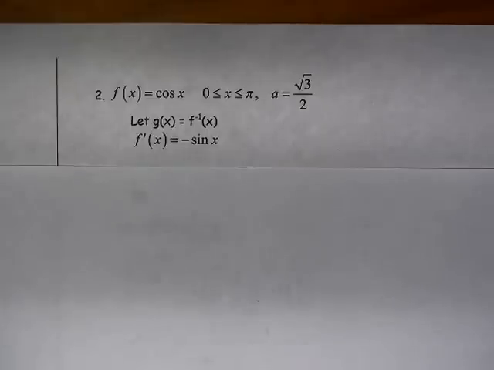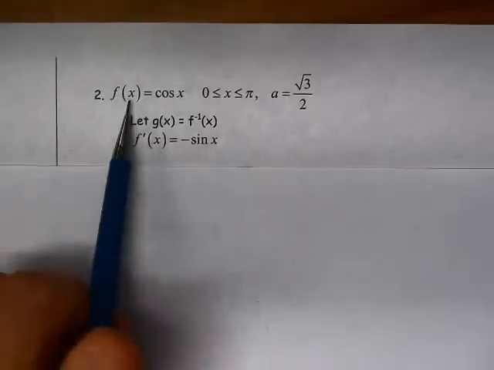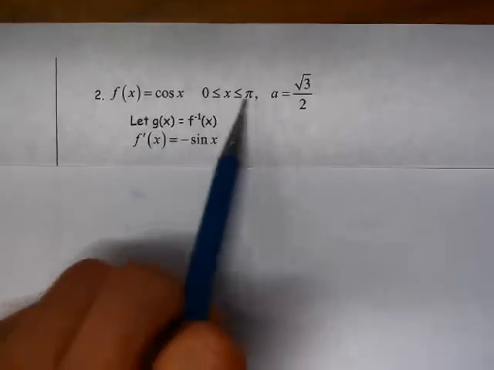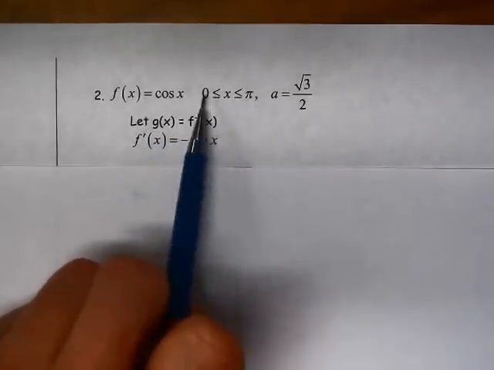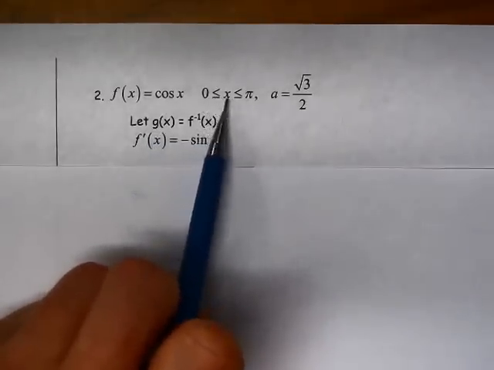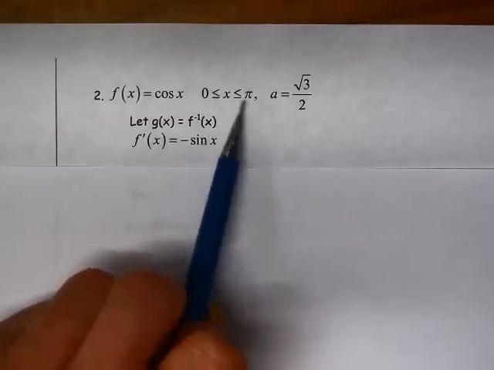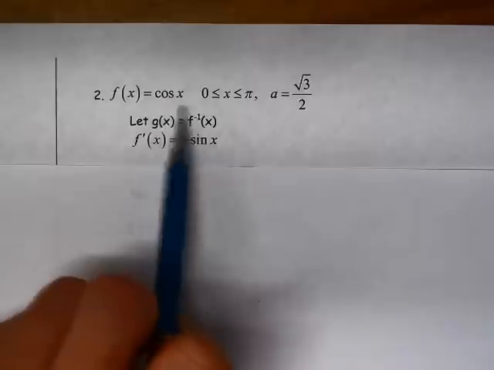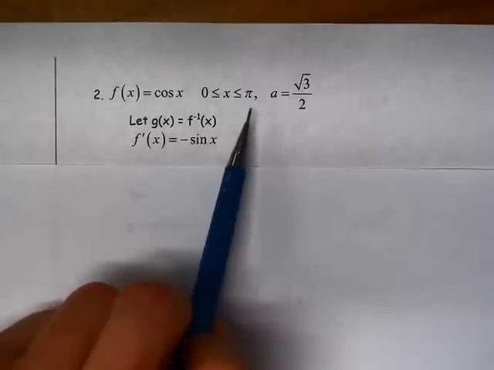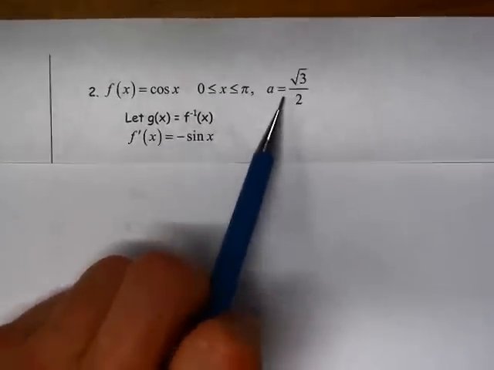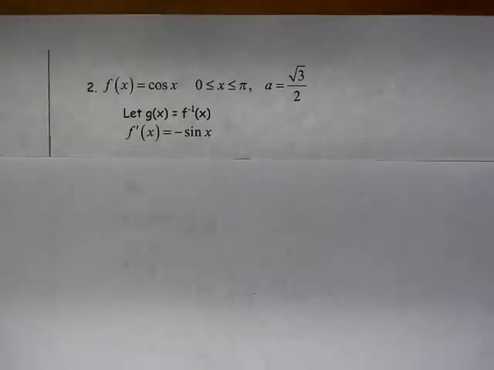Next example, same kind of question. We want to find f inverse prime of a for this function, f of x equals cosine of x. We're going to restrict it to the domain from 0 to pi so that when we find the inverse, or if we were to find the inverse, it's actually still a function. And at the a value of root 3 over 2.